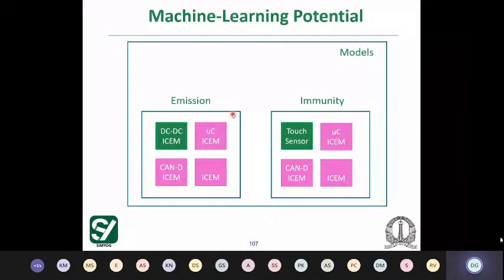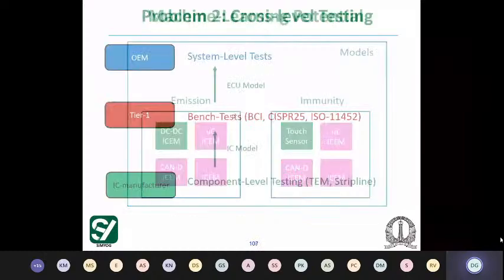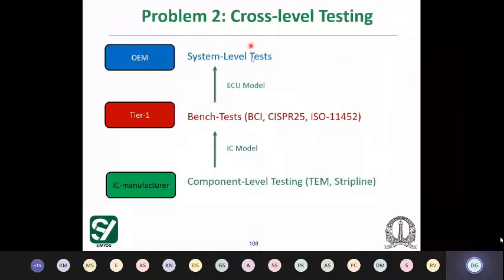So I will stop here. I think that's my last slide. Yeah, sorry. My last slide is the second problem in EMI EMC, right? Which is that in spite of the IC guys passing the component level tests, some of the tier ones are sometimes failing in the bench tests, and in spite of the tier ones passing in the bench tests, sometimes there are problems in the system, right?